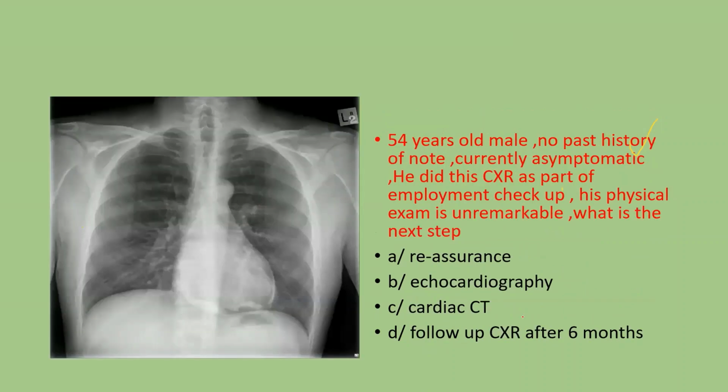Now, a 54-year-old male, no past history of note, currently asymptomatic. He did this chest X-ray as part of an employment checkup. His physical exam is unremarkable. What is the next step? Reassurance, echo, cardiac CT, follow-up chest X-ray after 6 months. Cardiac CT. Any other? We do an echocardiography.